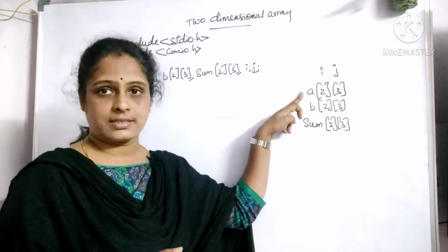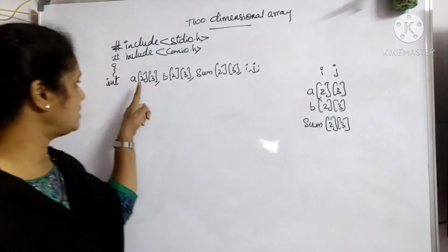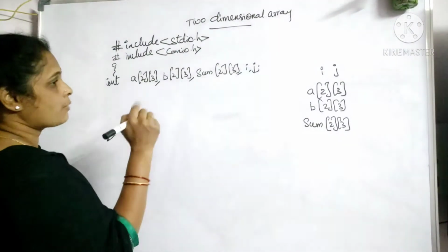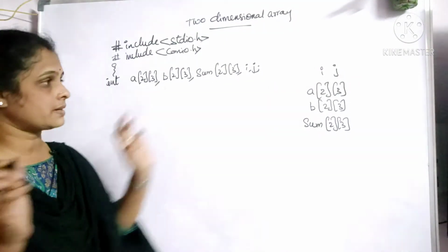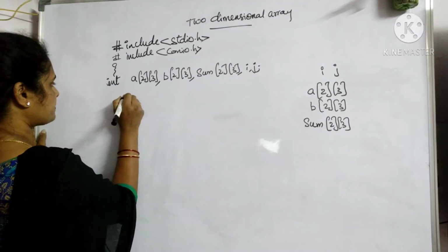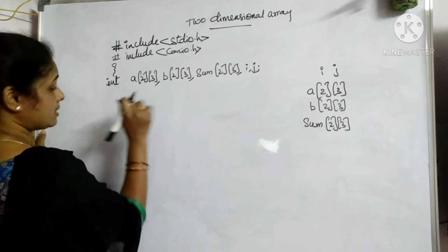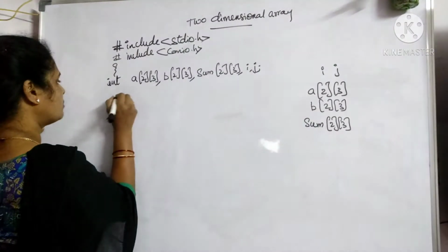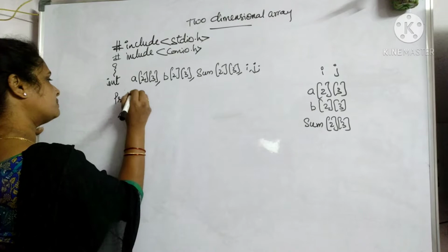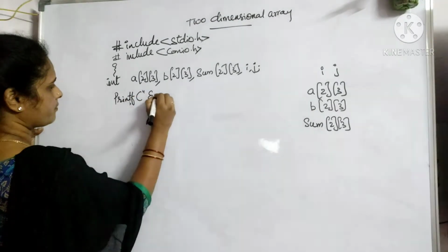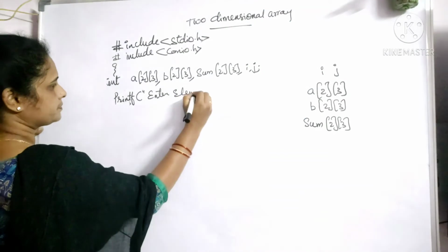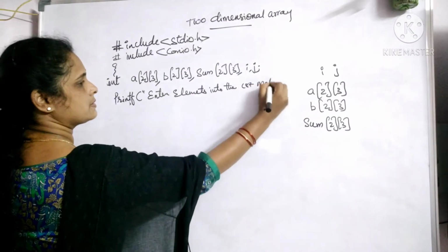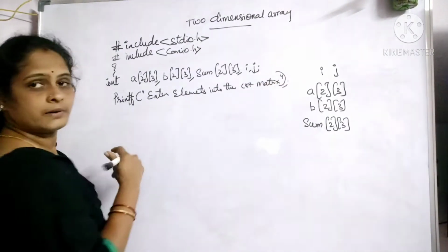Now we'll see how to accept elements into the matrix A. Here I have limited my rows and columns to 2 rows and 3 columns. I want to accept elements into the first matrix, so how do I do that? First of all, let us display a message on the screen: printf, enter elements into the first matrix, right?